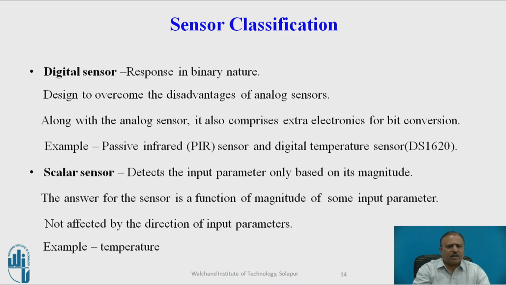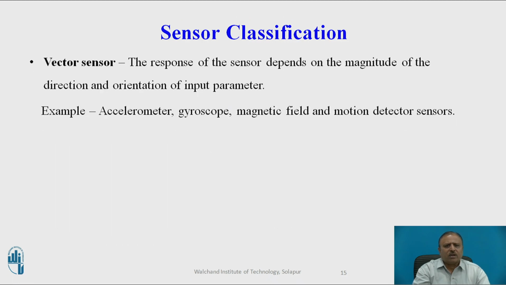Next is scalar sensor, which detects the input parameter only based on its magnitude. The output of the sensor is a function of the magnitude of some input parameter, not affected by the direction of the input parameter. For example, temperature. The next one is vector sensor. The response of the sensor depends on the magnitude, direction and orientation of the input parameters. For example, accelerometer, gyroscope, magnetic field and motion detector sensors.